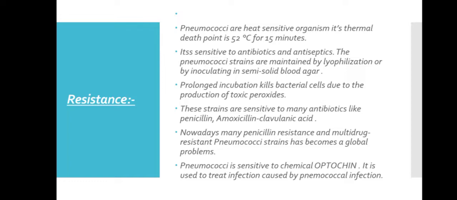These strains are sensitive to many antibiotics like penicillin, amoxicillin, clavulanic acid. Nowadays, many penicillin-resistant and multi-drug-resistant pneumococci strains have become a global problem. This is because there is a production of resistance in the bacteria. Therefore, it does not remain sensitive to such kind of drugs. Pneumococci is sensitive to the chemical optochin. It is used to identify pneumococcal infection.